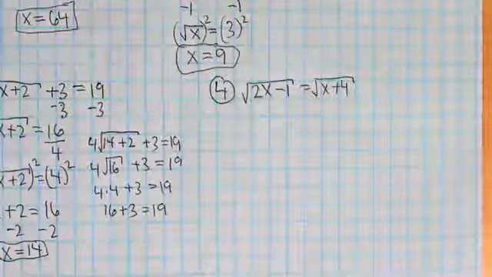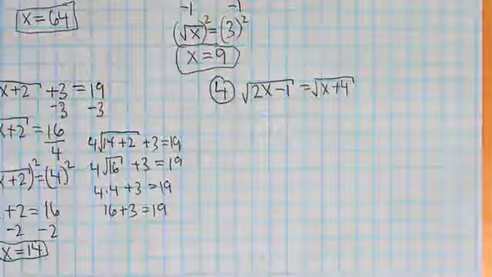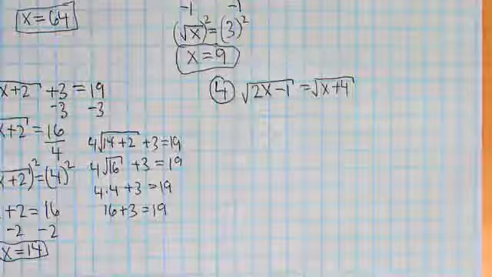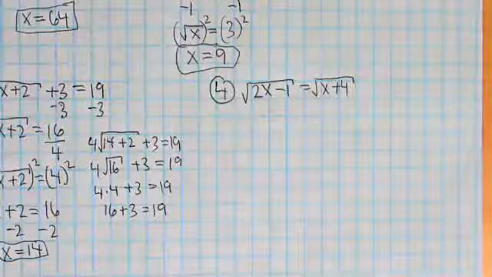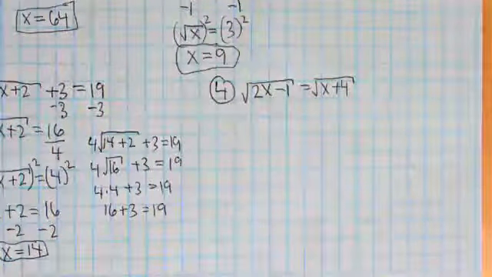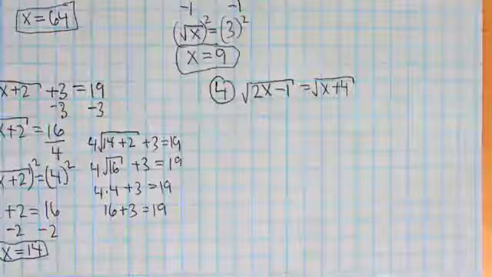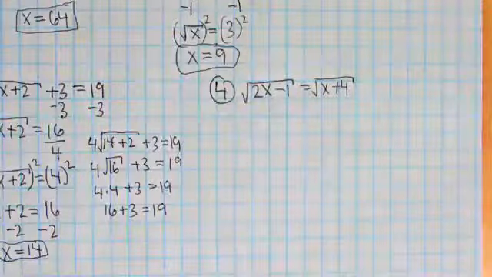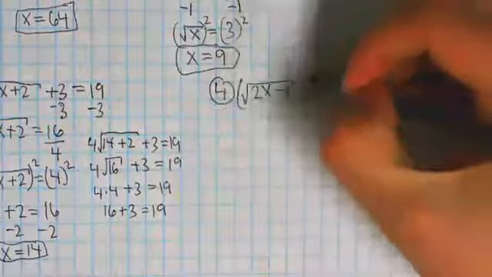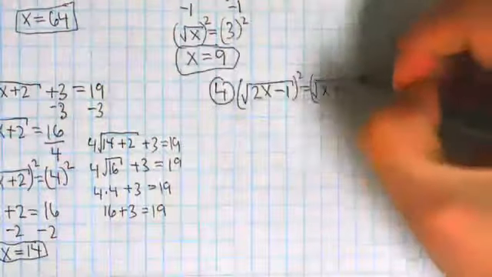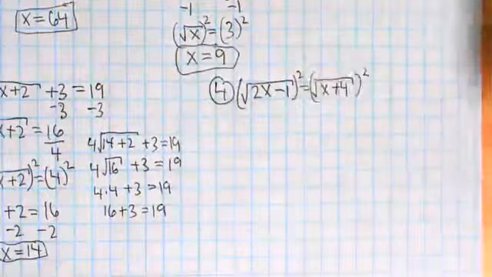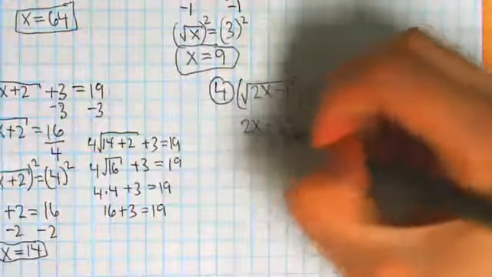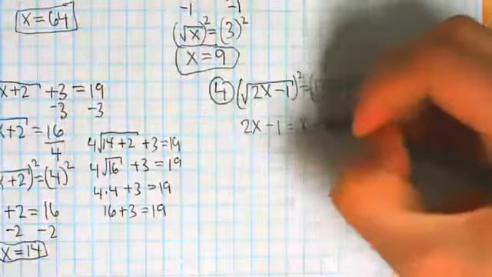So we can't do any like combining like terms. We can't basically do any operations at all right now until we get rid of those square roots. But the thing that's convenient is, since both sides of the equal sign are entirely contained in our square roots, we just get to square both sides and the square roots will go away. So if we square each side here, we just get 2x minus 1 equals x plus 4.